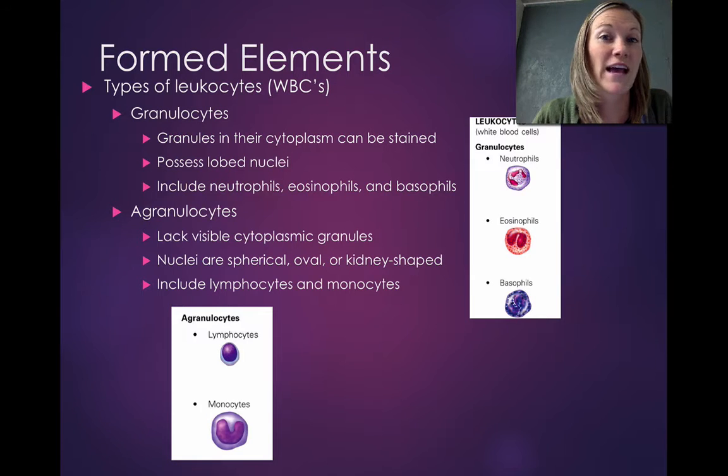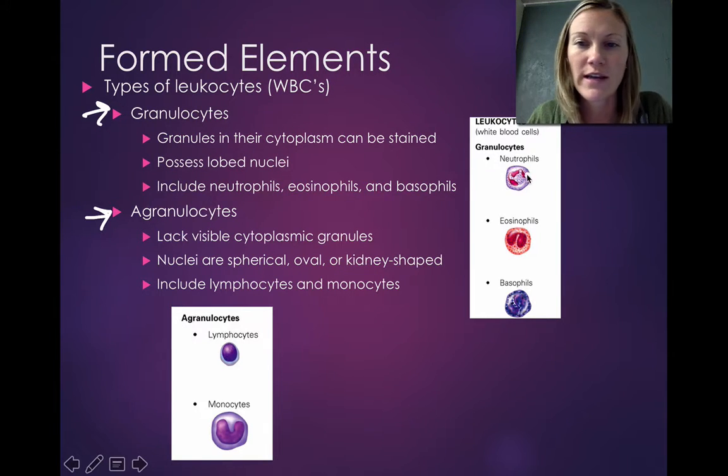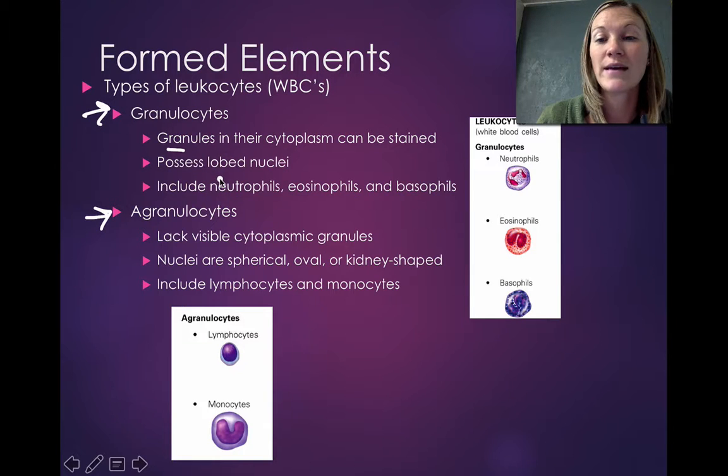Okay, there are different types of white blood cells. A couple of slides ago I showed you some pictures of the granulocytes and the agranulocytes. The granulocytes are really easy to identify because they have a lot of little sandy grains in them. So they have granules in their cytoplasm that can be stained, and you're always going to look for those little spots. They look sandy. They also possess lobed nuclei, and they include the neutrophils, the eosinophils, and the basophils.